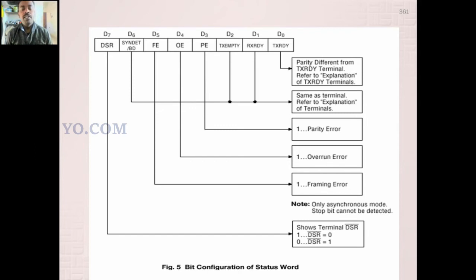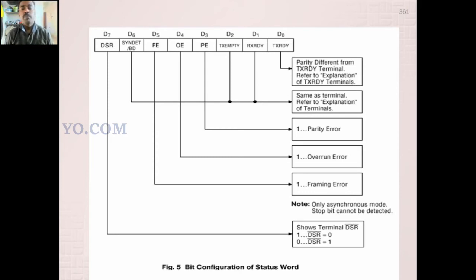After that, PE indicates parity error. Parity error means an error is present in even parity or odd parity. What is even parity, and what is odd parity? Consider one frame. The frame consists of data bits, then start bit, stop bit and parity bit. The parity bit indicates the number of ones, how many ones are present in the data, an even number of ones or an odd number of ones. Suppose an even number of ones is present in the data, then that is even parity.